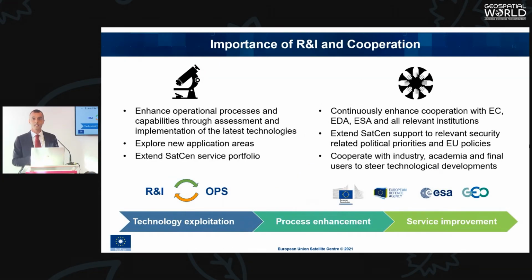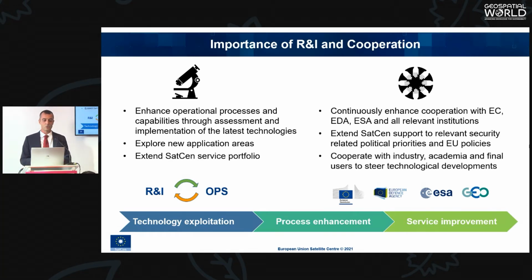And that's why it's important to build on R&I and cooperation. So to maintain, let's say, the SatCen ambition and role at the forefront of the space and security domain in the EU, we have to invest in R&I and cooperation, and this is what we are doing at SatCen. And these are the main aims of our R&I activities, to enhance operational processes and capabilities through the assessment and implementation of the latest technologies, for instance, again, big data, digital twin Earth, artificial intelligence, to explore new application areas, just to mention, again, climate security or even health security, now so popular because of the pandemics.